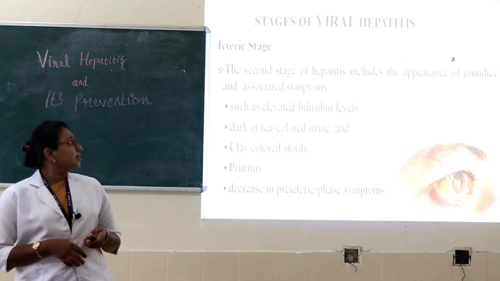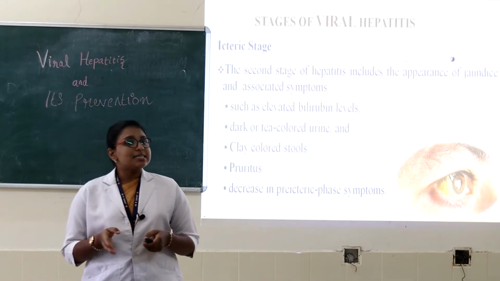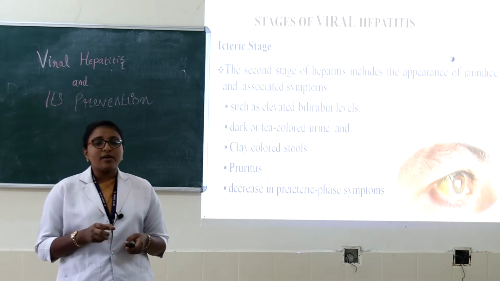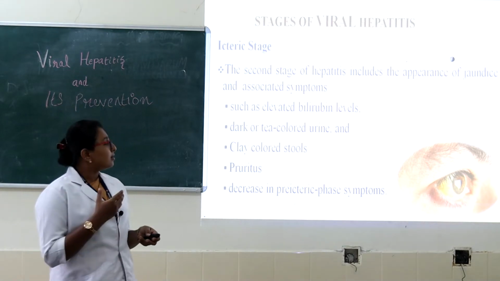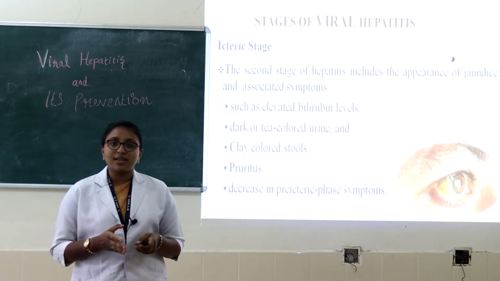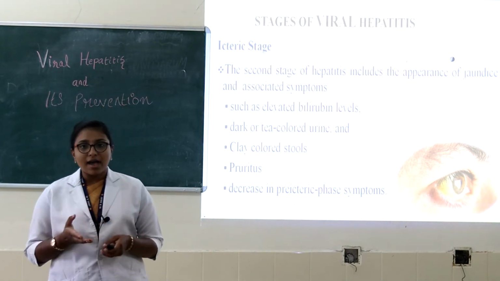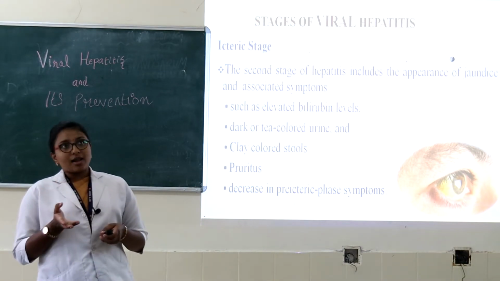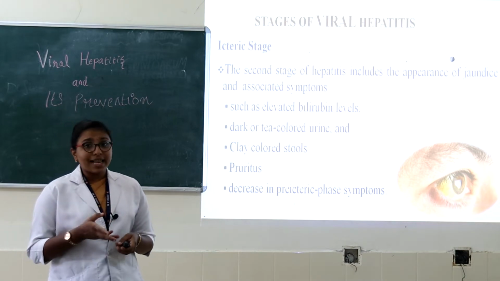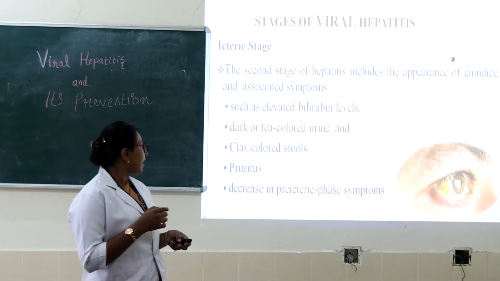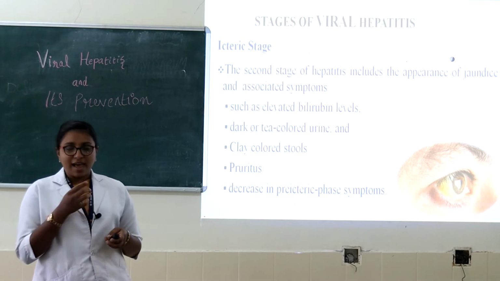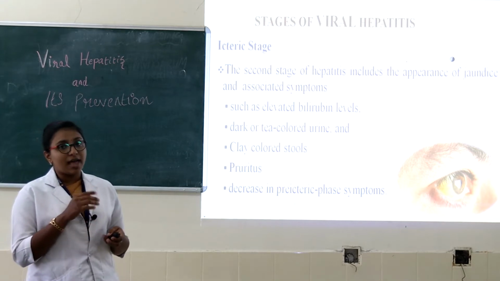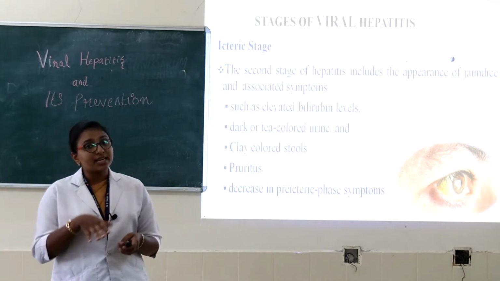Then the next stage is the icterus stage, the second stage. Here the patient starts having the symptoms of jaundice and associated symptoms. Jaundice, you know, is yellowish discoloration of the skin, mucous membrane and eye, and the urine and stool also get stained. Urine will be dark or tea colored and stool will be clay colored, and the patient has pruritus. The symptoms of the pre-icteric phase, that is malaise, anorexia, vomiting, diarrhea, etc., will decrease in this stage.